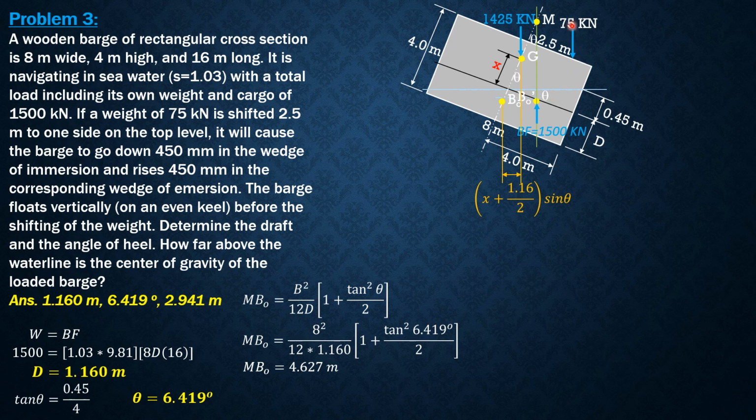Then let's resolve 75 into components parallel to the inclined top edge and perpendicular to the top edge. So we have 75 cosine theta, and the moment arm is 2.5 from BO, and the other one is 75 sine of theta, and the moment arm of 75 sine theta from BO is 4 meters minus draft over 2, because this is draft over 2. So 4 minus 1.16 over 2, that's 3.42 meters.